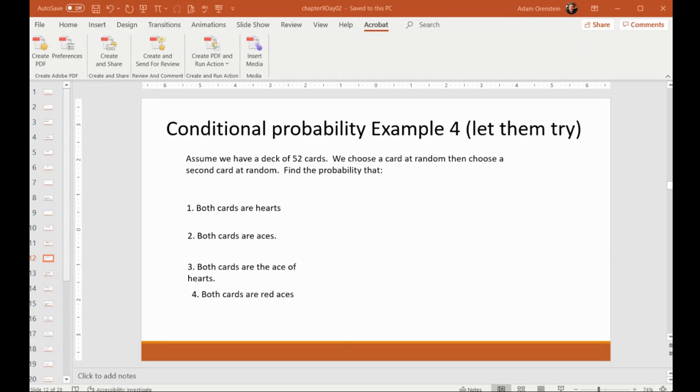Okay, so if there's only one ace of hearts in the deck, is it possible to choose 2 of them if you're not putting a card back? You're choosing a card at random, but you're not putting it back. So there's no way both cards can be the ace of hearts. If we did take the card out and then put it back before we drew the second, that's different. So the answer is 0.